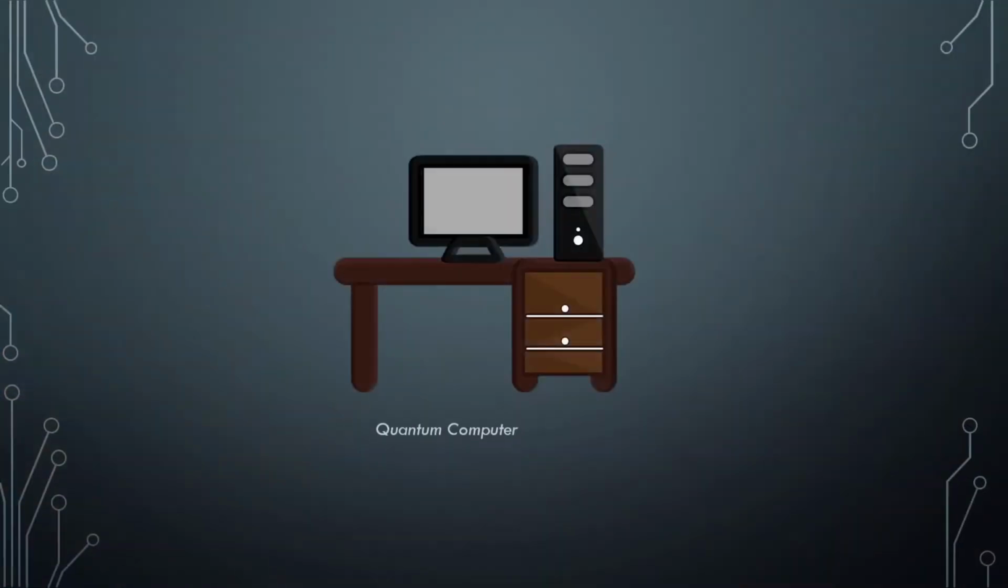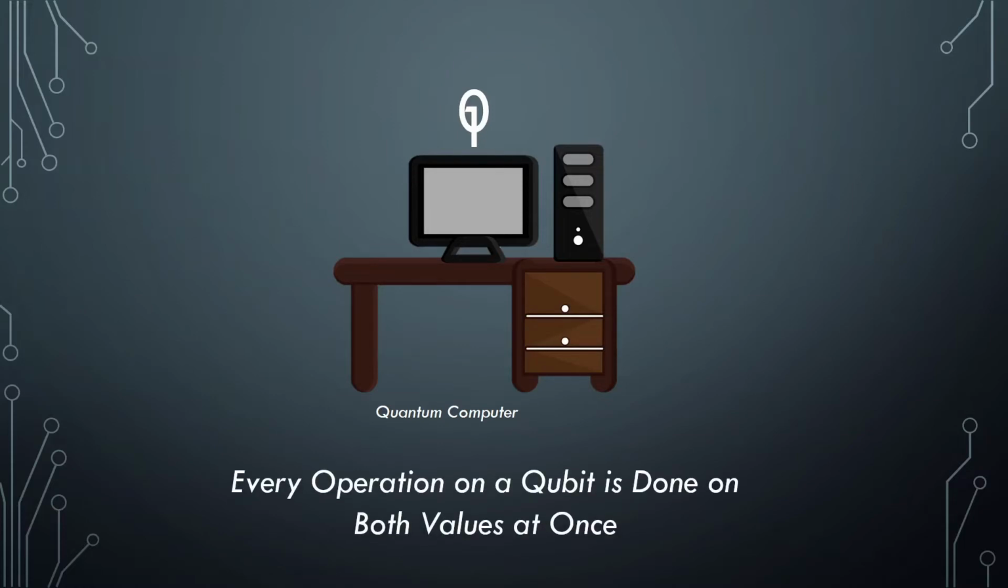So in quantum computing, if we use the concept of superposition on a qubit, the quantum computer can read 0 and 1 at the same time. As you can see in front of you right now, I've merged the 0 and 1 together, so the outcome is both 0 and 1 at the same time. This is what happens in the concept of superposition. That means every operation on a qubit is done on both values at once.